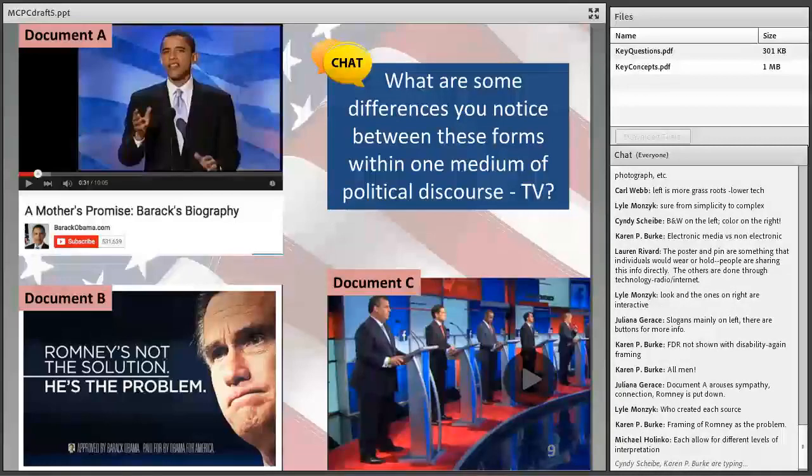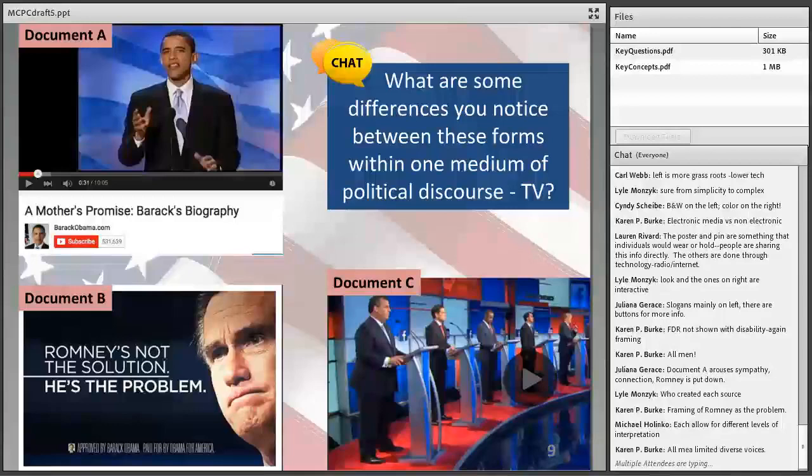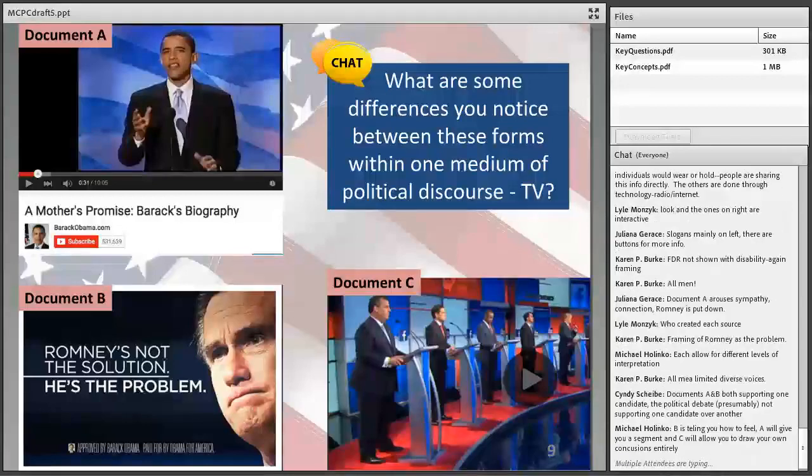And again, in a classroom, if I'm working on media literacy analysis skills, I'll be asking, what's the evidence for that? What is it that you recognize in the first image, document A, that arouses sympathy, connection? And what do you recognize in document B that's a put down? So we might talk about facial expression, placement in the image, color, words associated with the image. These are opportunities to just take it deeper. And each allowing a different level of interpretation.